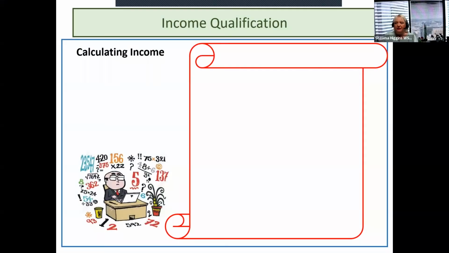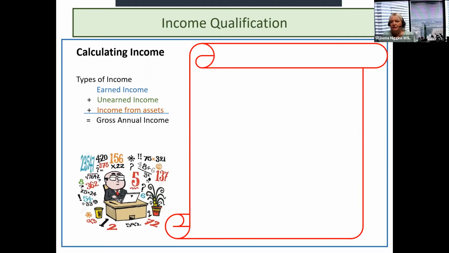So now we're going to talk about calculating income. There are different types of income. We have earned income, for instance, your job. Unearned income, Social Security, unemployment. And then there's also income from assets that you have, your savings account. You add all those together, and that's how we get your gross annual income.